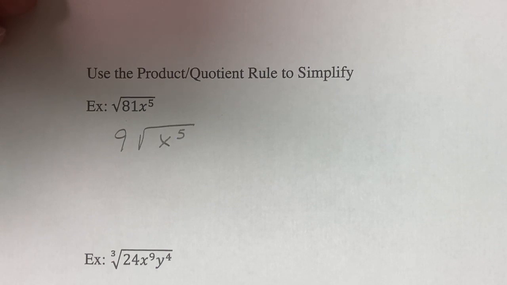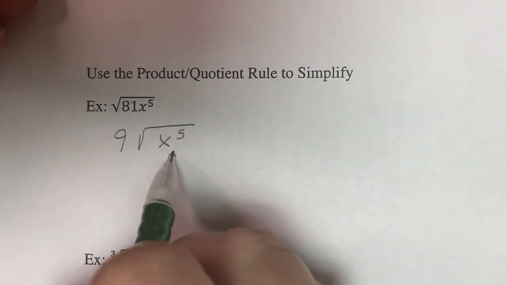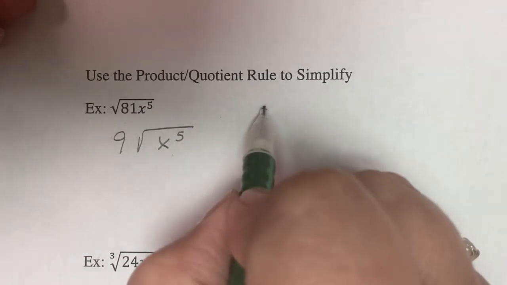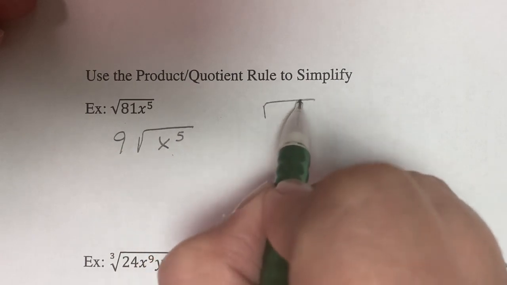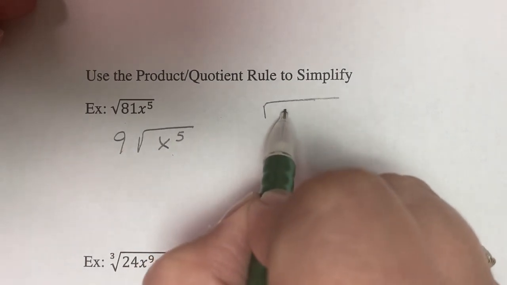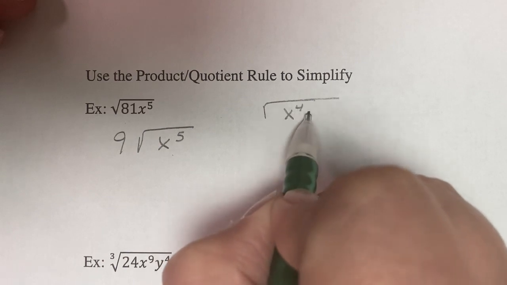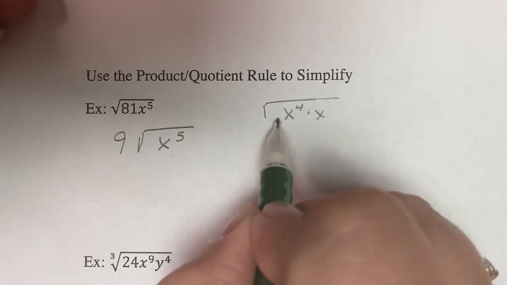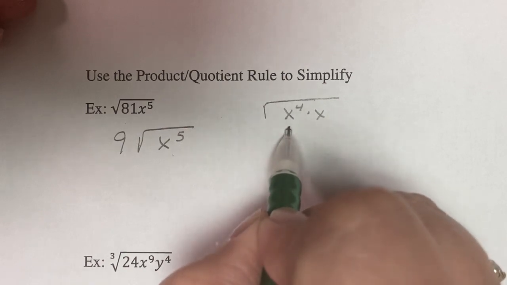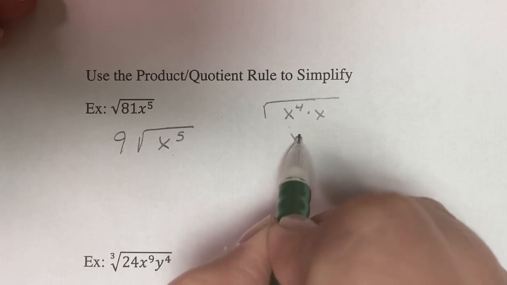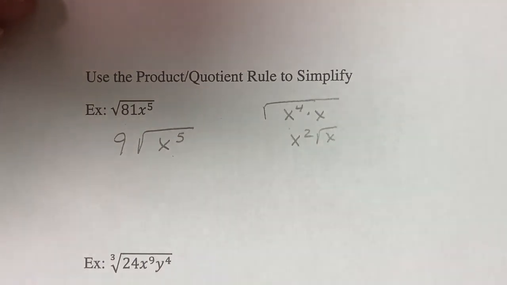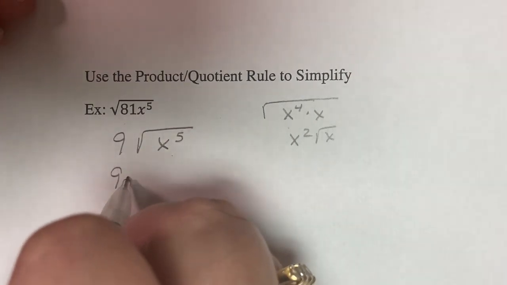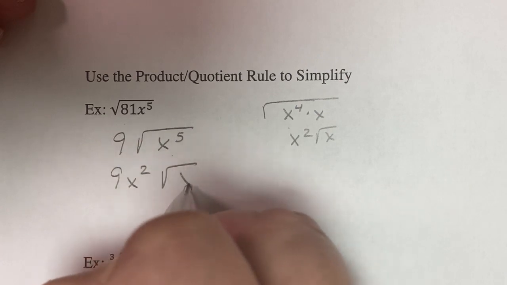Now, remember x to the 5th can be simplified. I'm talking about the square roots. So would you agree that I could, I'm just going to use some scrap here, change that into x to the 4th times x, because x to the 4th is a perfect square. What is the square root of x to the 4th? It's x squared. So it splits up into x squared root x. So this would become 9x squared times the square root of x.